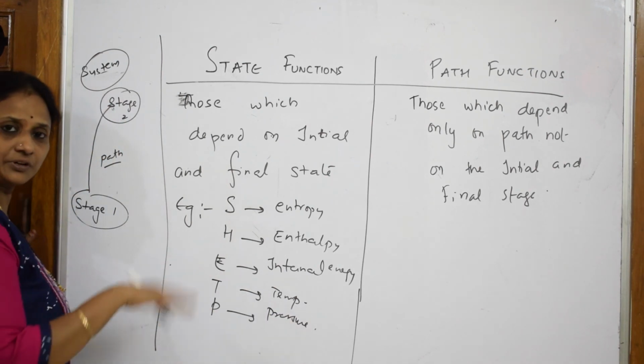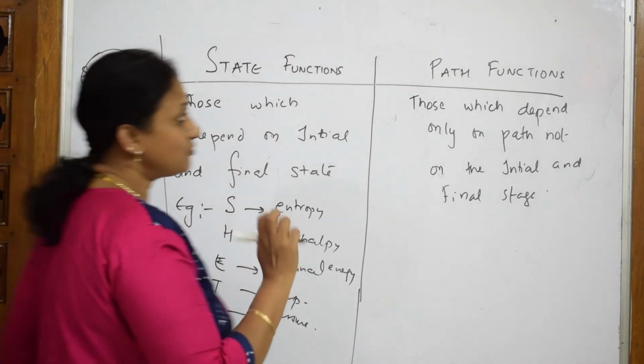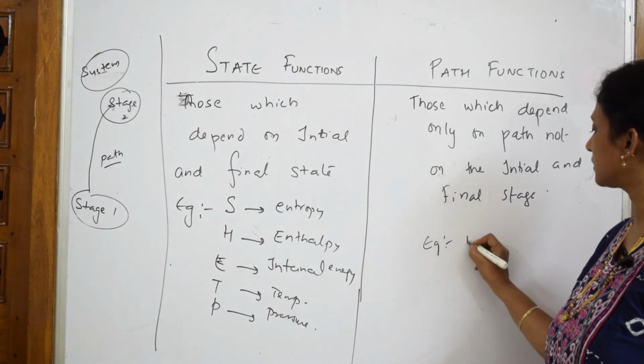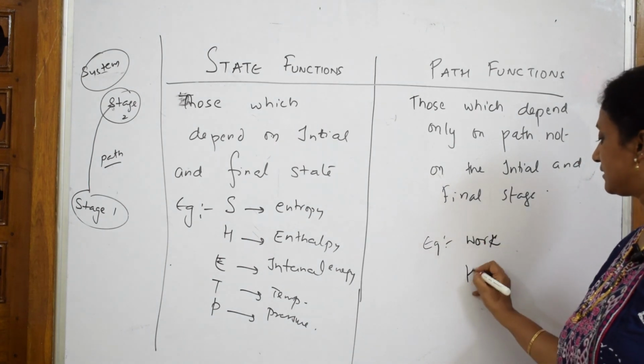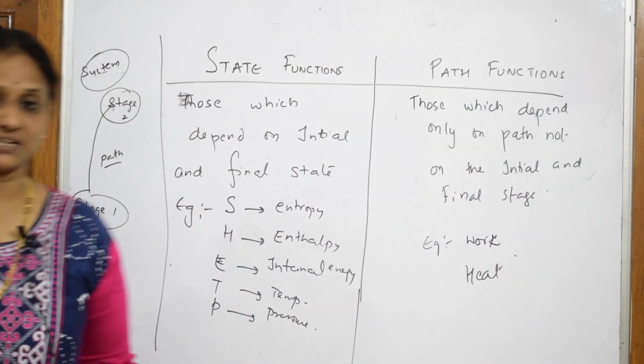These are different examples which come under state functions. But the ones which depend upon the path are work and heat. All these depend only on the path, not on the initial and final condition.